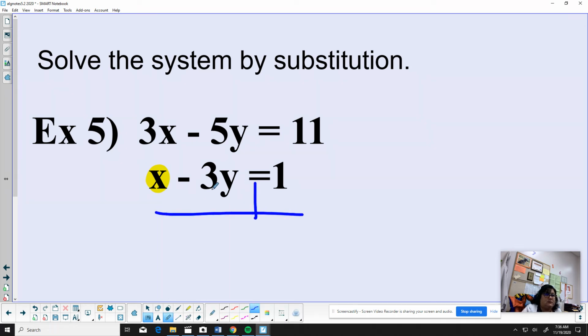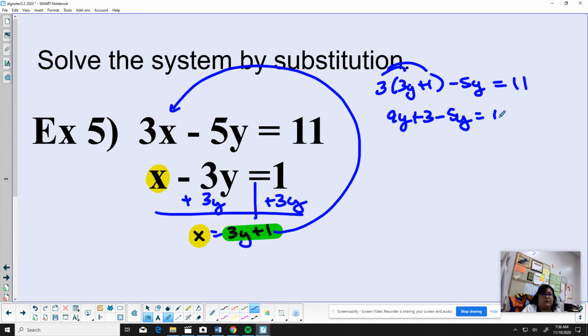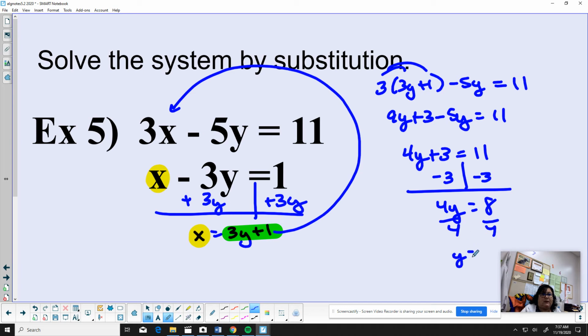All right, so if I solve this, I want to move this minus 3y onto the other side so that I can isolate the x. So that's x equals 3y plus 1. See how the x is solved? So I'm going to take this whole thing and plug it in for the x right there. So 3 times 3y plus 1 minus 5y equals 11. If I distribute, that's 9y plus 3 minus 5y equals 11. So 4y plus 3 equals 11. If I subtract here, I get 4y equals 8, and I'm dividing, and y is 2.